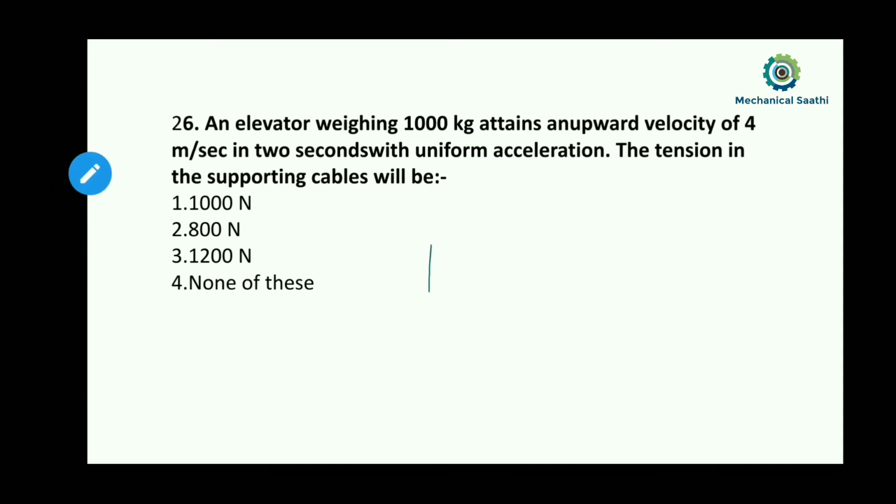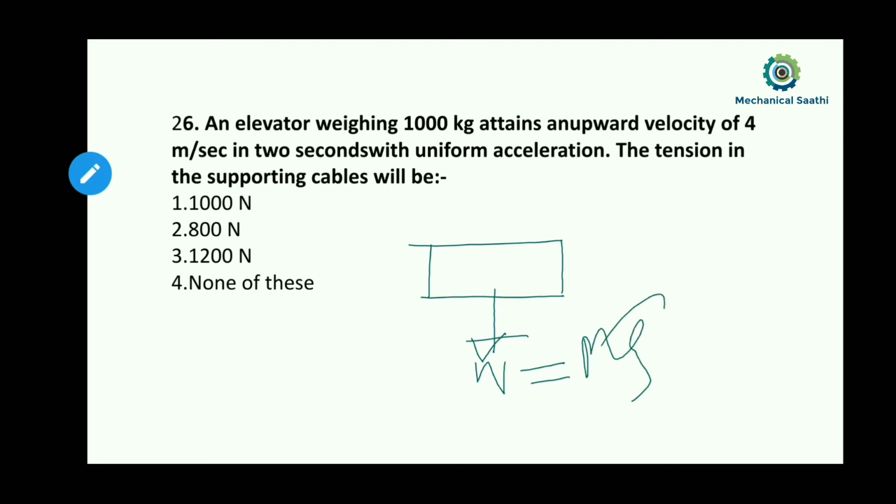Let us assume this is an elevator which has a weight W, and that W can be calculated as mg. The mass value is given as 1000 kg, and g we can assume as 9.8, nearly equal to 10. That is a cable which will be connected to this elevator. The cable will experience some tension T, and we need to calculate the value of T over here.